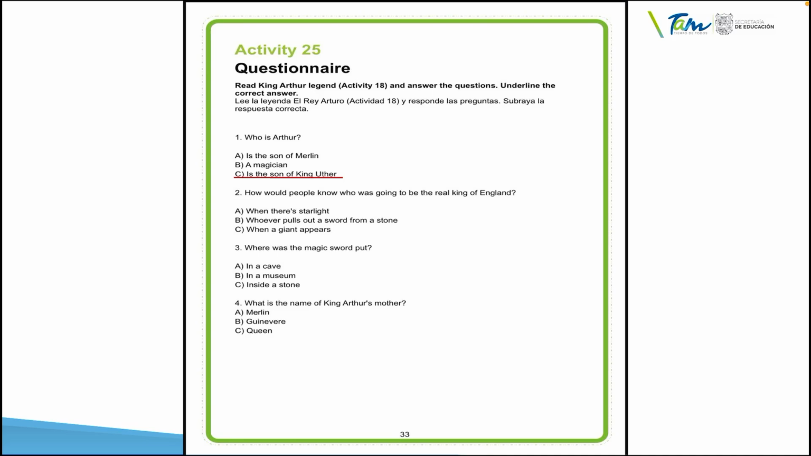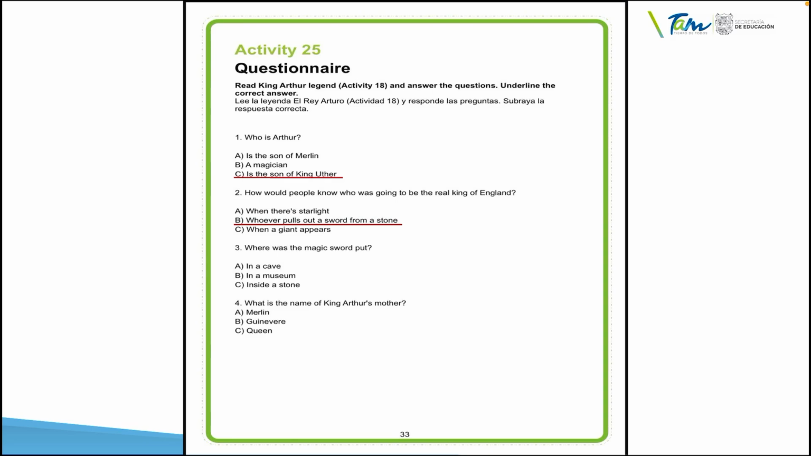Question 2. How will people know who was going to be the real king of England? ¿Cómo sabrían las personas quién iba a ser el verdadero rey de Inglaterra? We have three options. Letter A. When there's a starlight. B. Arthur pulls out the sword from stone. And C. When a giant appears. Obviously no. Arthur pulls out the sword from stone.